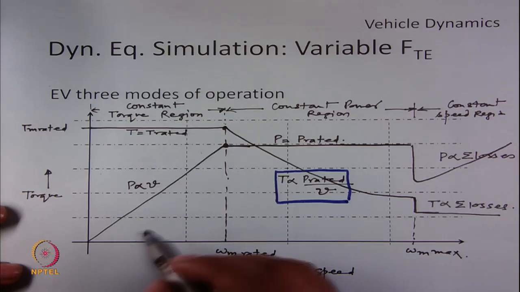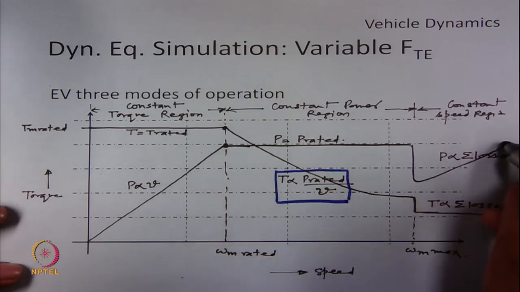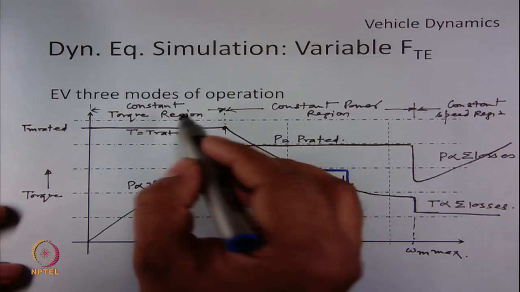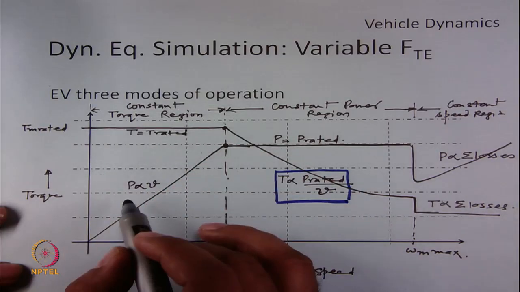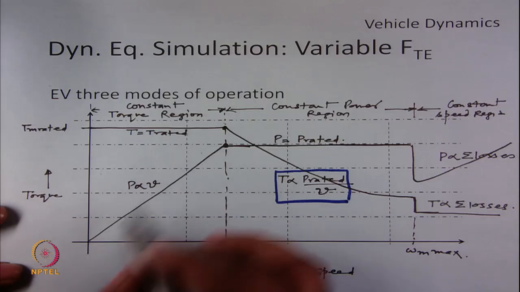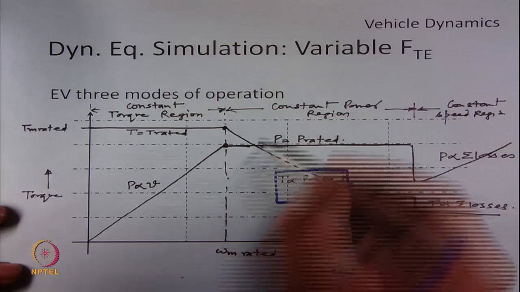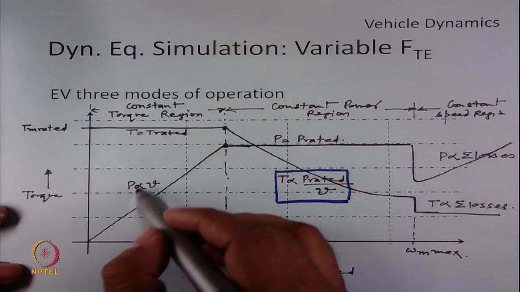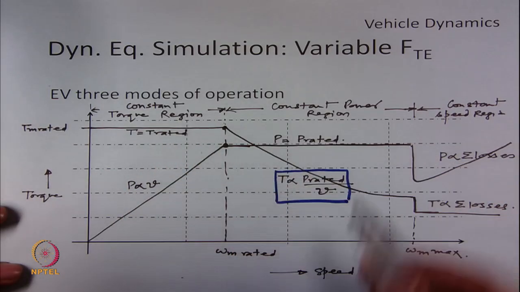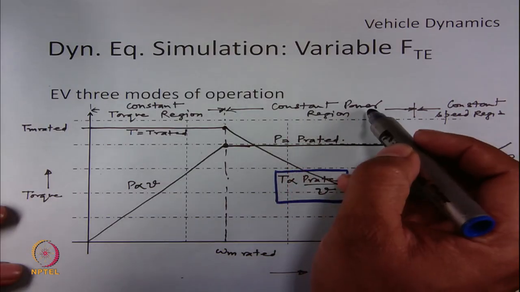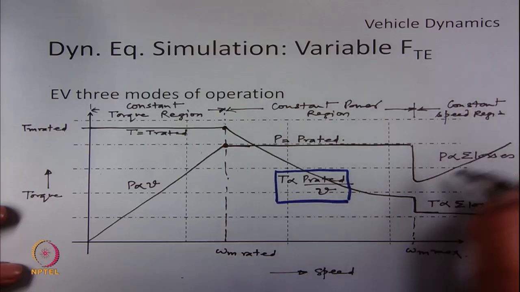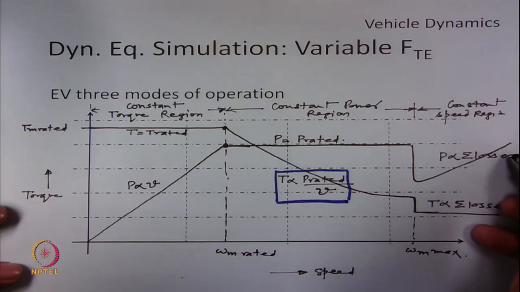Now let us see the graph of power. Power will vary in direct proportion to velocity in constant torque region. Since the torque is constant, power is directly proportional to velocity, and it will increase linearly, and it will reach its rated value when the speed reaches its rated value. So P is proportional to V in constant torque region. In constant power region, P will be equal to P rated, and in constant speed region, the power requirement is only to support losses.